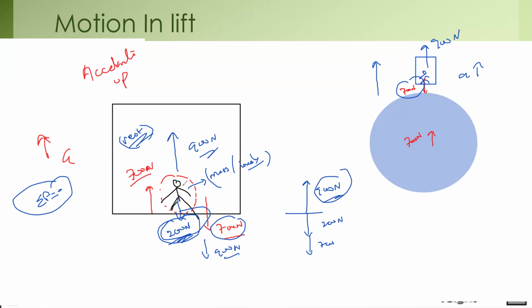So in the frame of reference within the lift, you're stationary. That's why the total downward force must be equal to the total upward force. But with reference to the earth, you're accelerating. So how are you accelerating? Because the total upward force, the normal contact force, is actually greater than the gravitational pull. That's why you will accelerate upward.